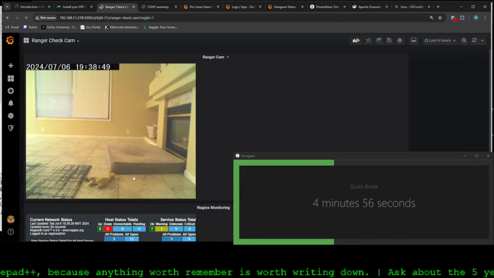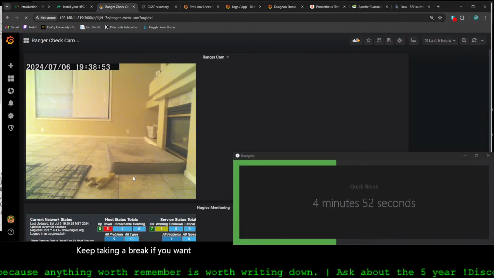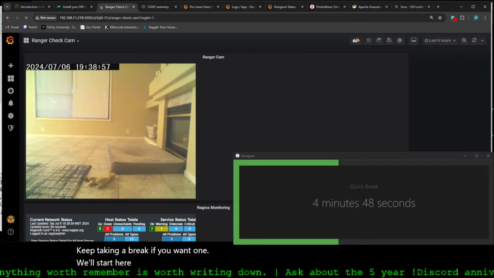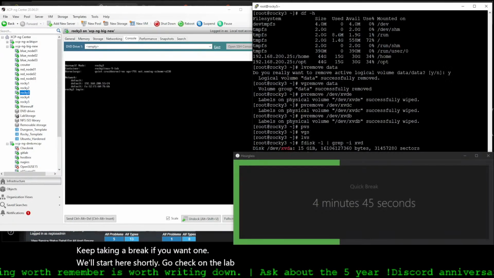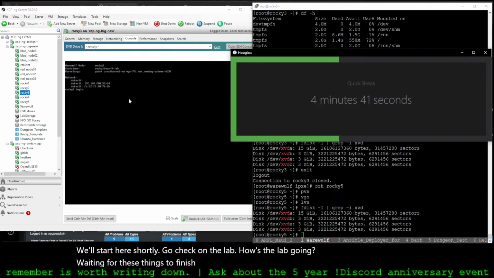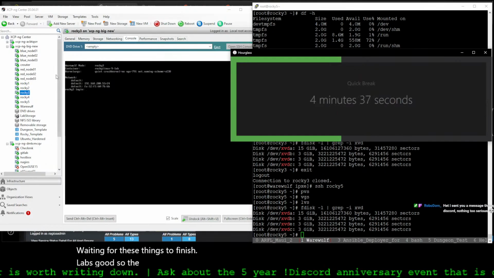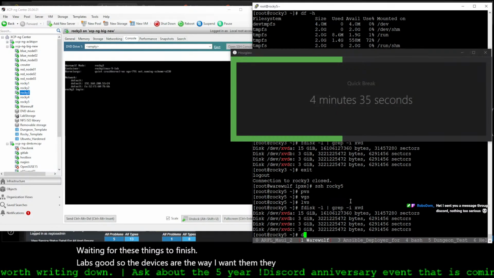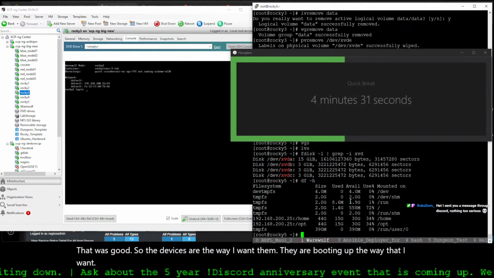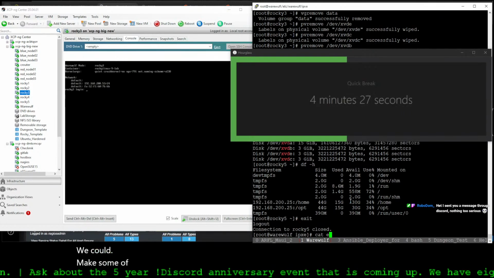All right. Keep taking a break if you want one. We'll start here shortly. Let's go check on the lab. How's the lab going? Waiting for these things to finish booting. Yeah, lab's good. The devices are the way I want them. They are booting up the way that I want. We could make some of this work better.